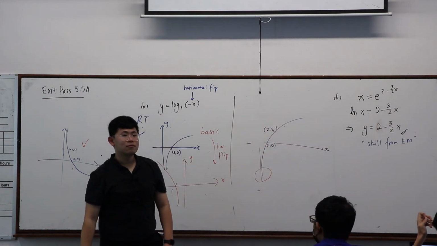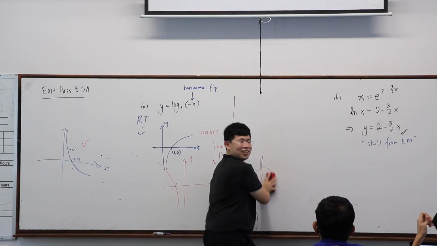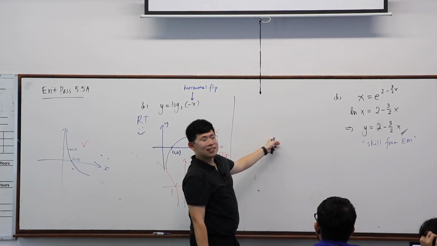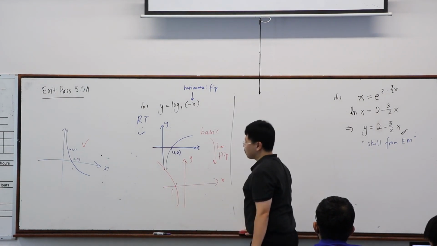Why ln x? Because the one that we drew was ln x. So we need to get the ln x first. Okay.